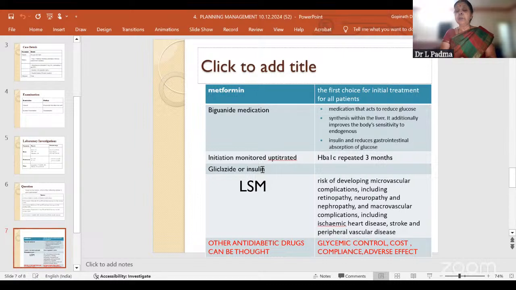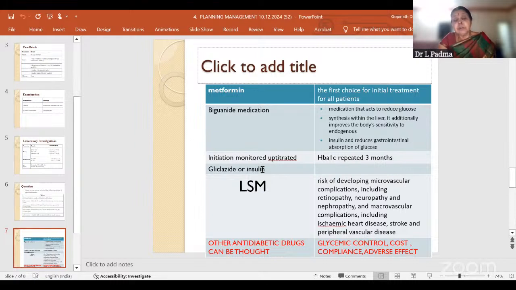Why do we want this? They will decrease the risk of developing microvascular complications and macrovascular complications. Because of that, we need this LSM. The other anti-diabetic drugs which can be taught are the drugs which can help in glycemic control, which are cost effective, which have good patient compliance, and which have minimal adverse effects. So these are the things you should think of.